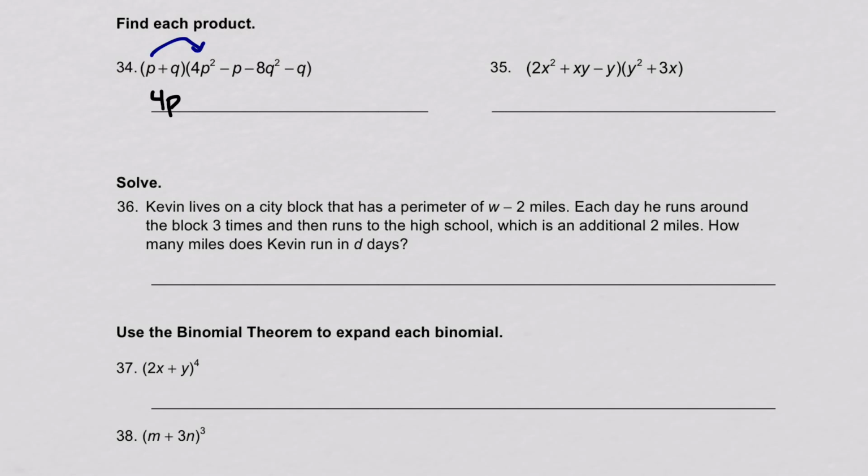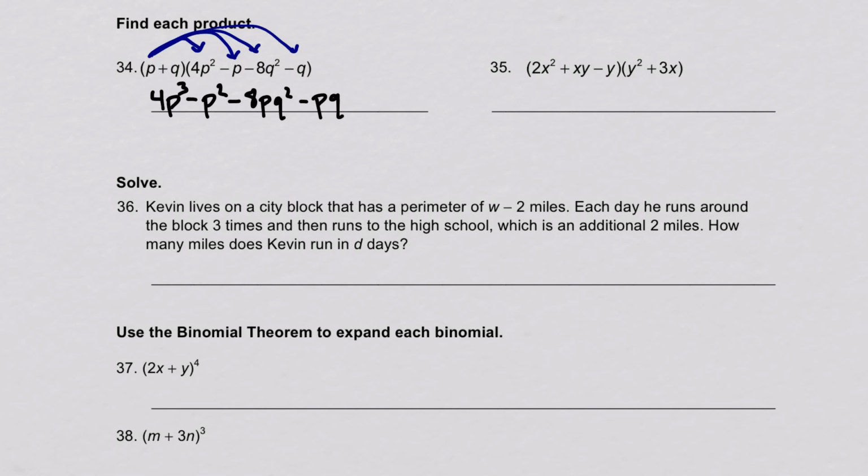4p cubed, and then p times negative p will give me negative p squared, and then p times negative 8q squared will give me negative 8pq squared. And finally, p times q will give me positive pq. And I'm done with p.